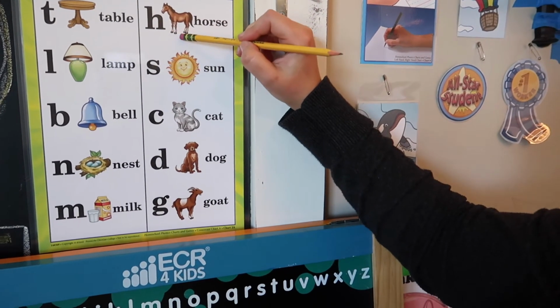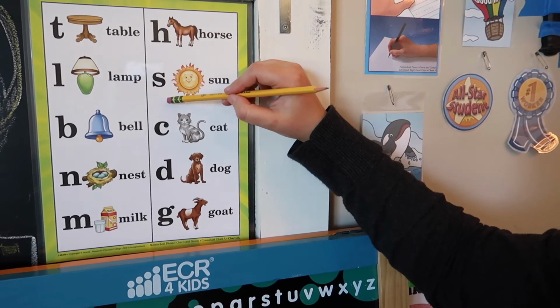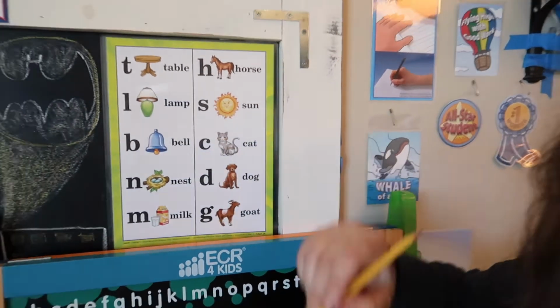So horse, sun. You can also add motions in when you're doing it. For cat, you can be like cat. I don't know. Make up something fun if your child starts to get bored with it. That's what I would suggest.